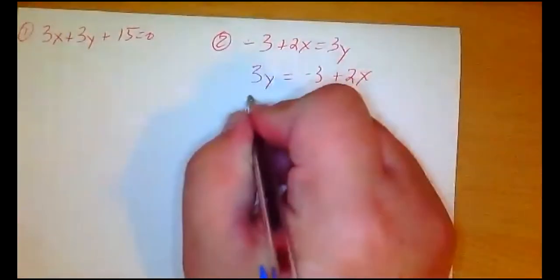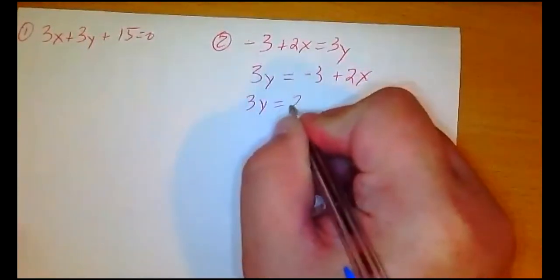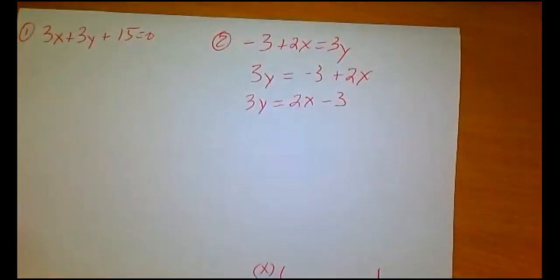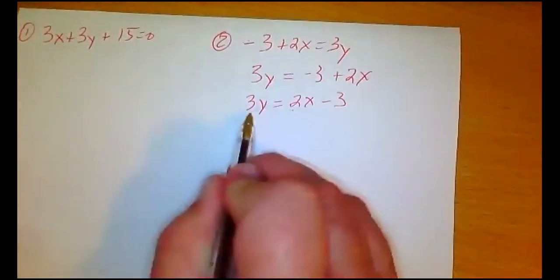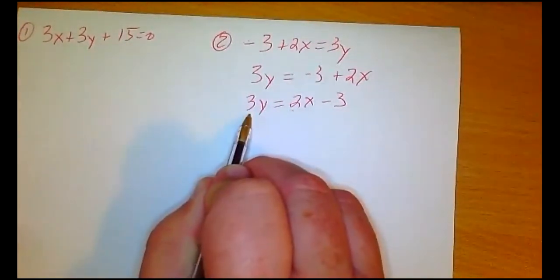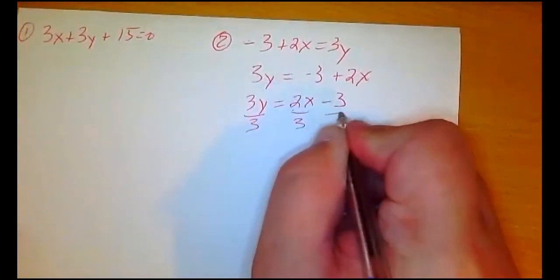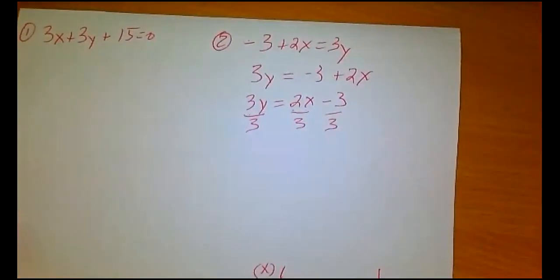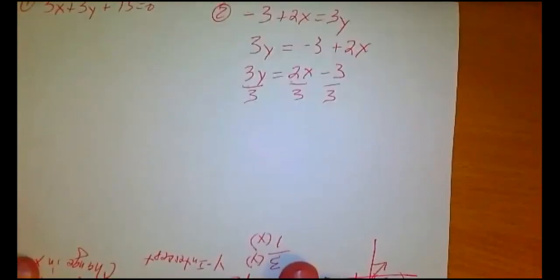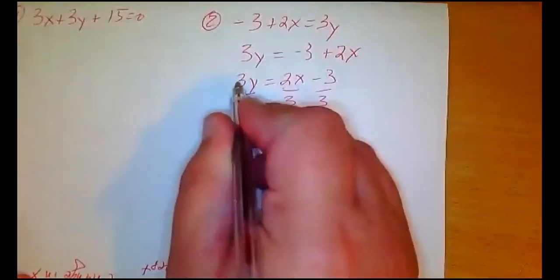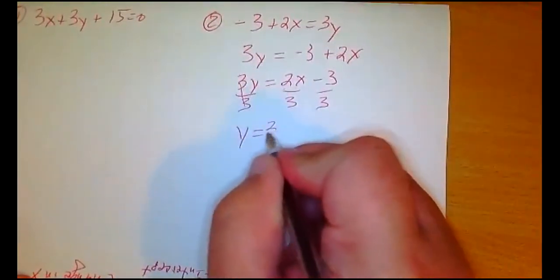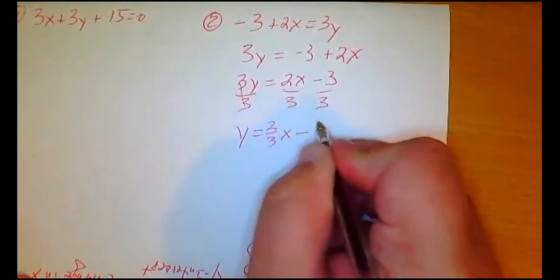Now, furthermore, I'm going to rewrite it again to make myself feel better. And I'm going to put it back in that y equals mx plus b form. Here's my slope. Okay, so I want that y to be just y. I don't want it 3y. So the way I'm going to get rid of that 3 is I'm going to divide everything by 3, okay? So now I get y equals 2/3 x minus 1.